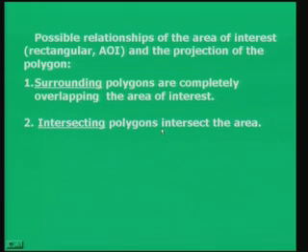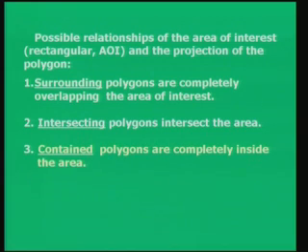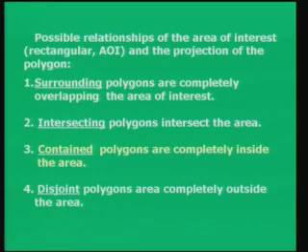You can have intersecting polygons which intersect the area. That could be another case. We can also have a contained relationship where the contained polygons are completely inside the area, and the fourth is disjoint polygons, where the polygonal area is completely outside the area of interest. So, these are the four different relationships which we have between a rectangular area of the image, not completely arbitrary, we will see how to choose that rectangular area of interest, which will be the key part of this area subdivision or Warnock's algorithm.